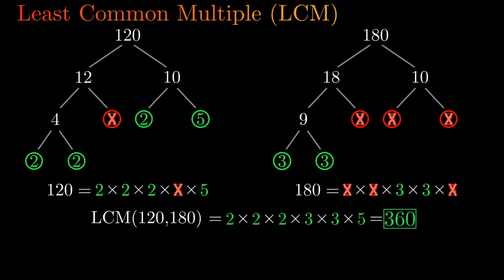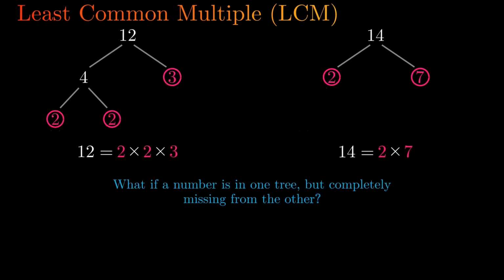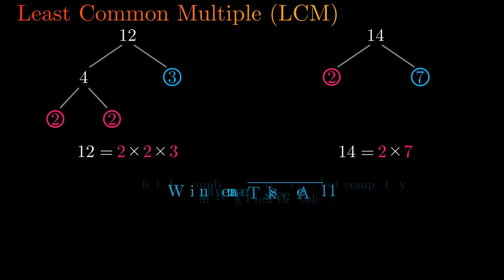Now, you might be asking, what if a number is in one tree but completely missing from the other? That's a great question. Remember, the rule is winner takes all. We are looking for who has the most. If one number has a factor and the other has 0, the one with the factor wins by default. Let's look at 12 and 14. 12 is made of 2, 2, and 3. 14 is made of 2 and 7.